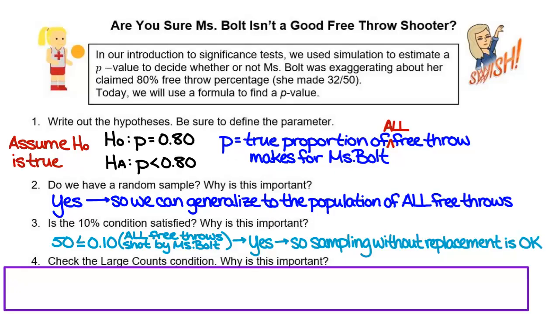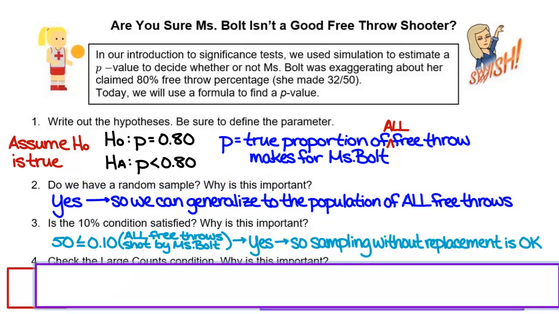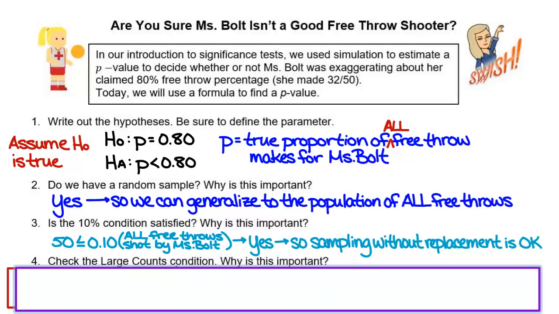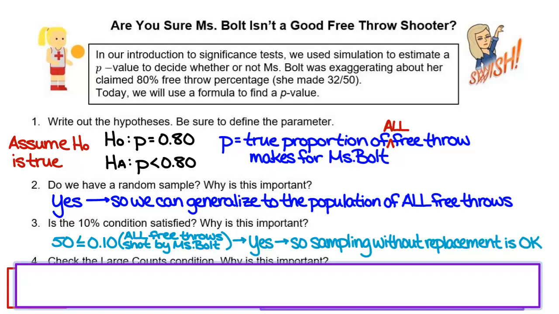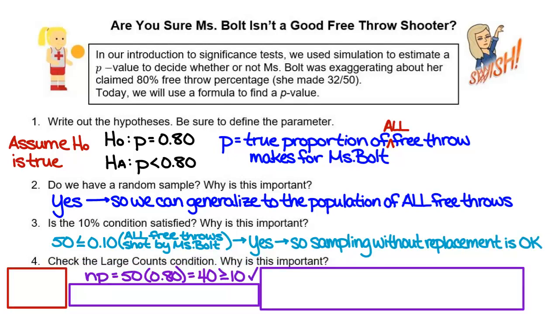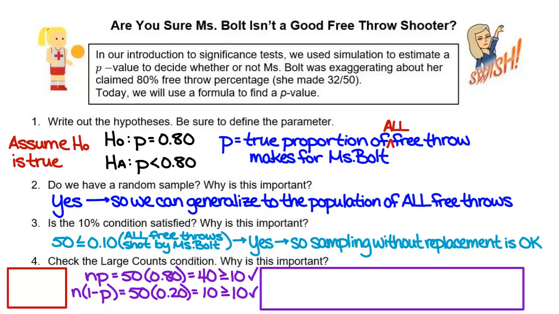And then checking the large counts condition. How do we check large counts? N times P, what's that on this one? N times P would be, which one are we assuming is true? 0.80. We're assuming the Ho is true, so N times P is going to be 50 times 0.80. That comes out to be 40. That's greater than or equal to 10, so we're good there. N times 1 minus P would be what? Yep, 50 times 0.20 gives me 10, which is greater than or equal to 10, so we meet our large counts.